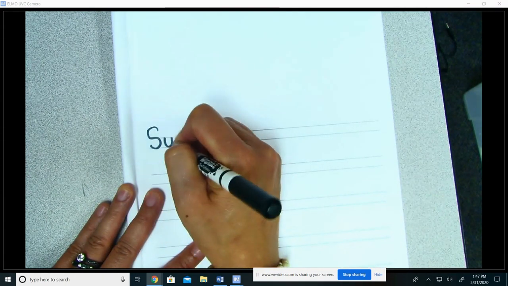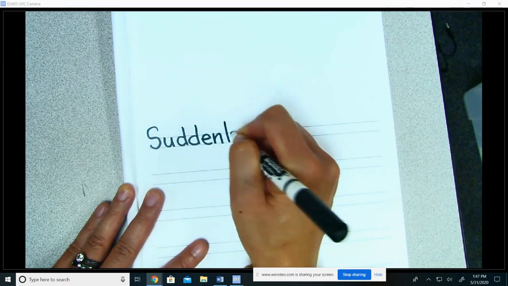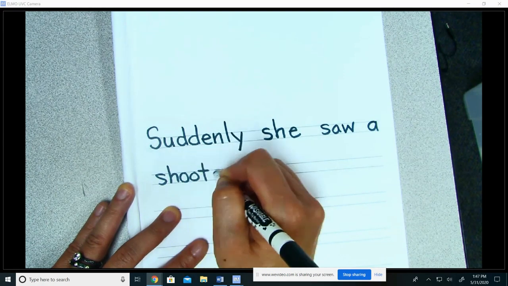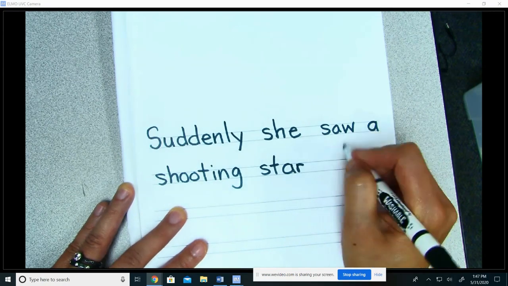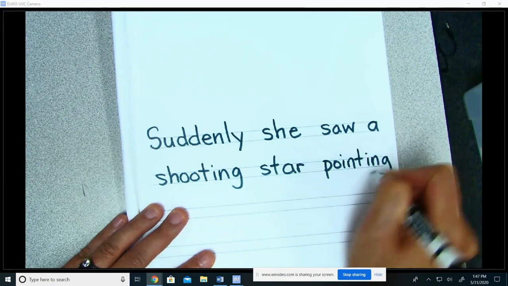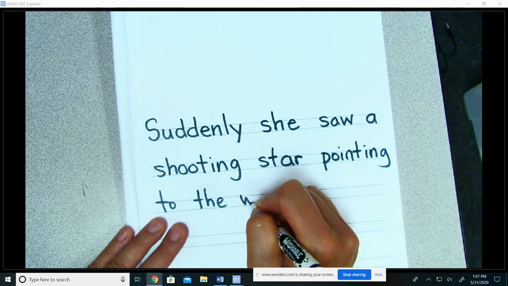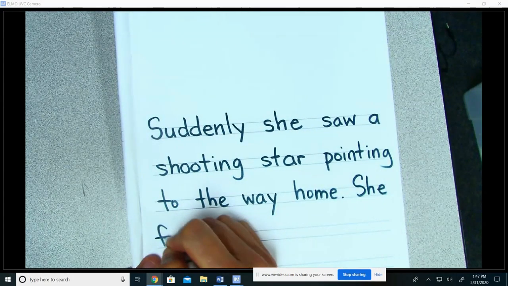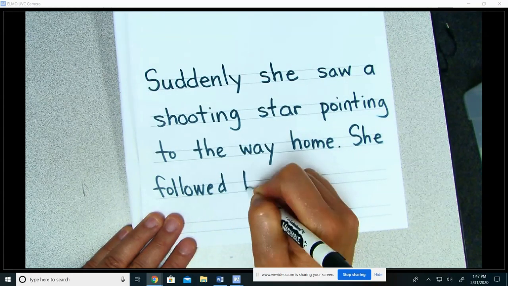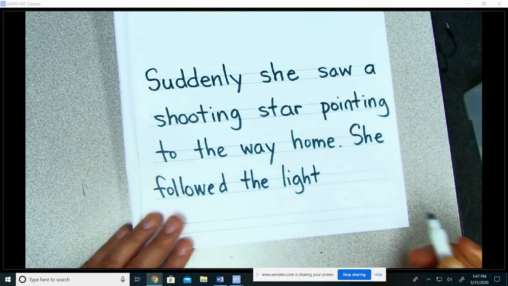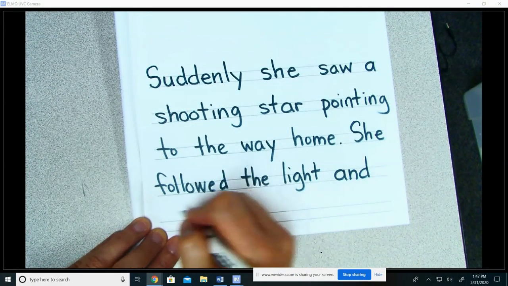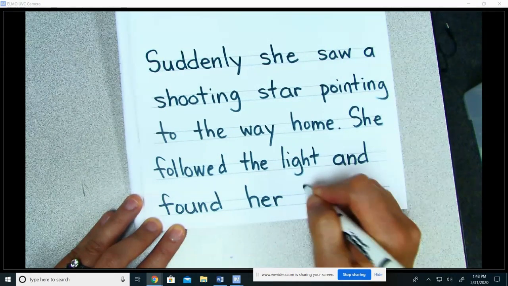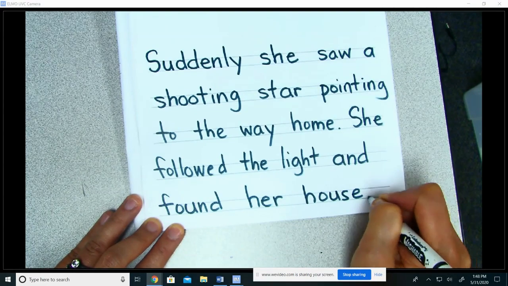Okay, so suddenly, that's a big word. Suddenly, she saw a shooting star pointing to the way home. So she followed the light. She followed the light and found her house. So did she solve her problem, boys and girls? Yeah, she did. She made it back home. Was she still lost? No, she wasn't lost anymore.